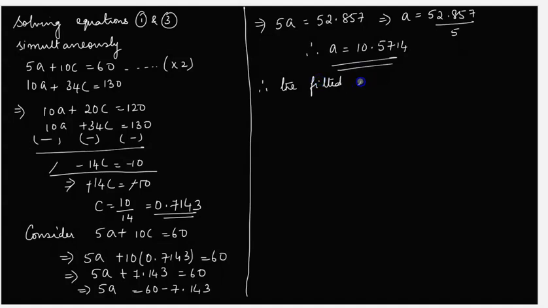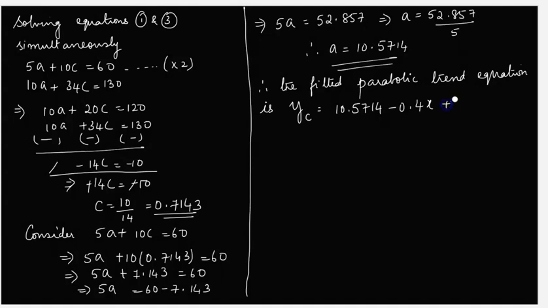So now that we have got all the three values, you'll write therefore the fitted parabolic trend equation is yc is equal to 10.5714 minus 0.4x plus 0.7143 x square.